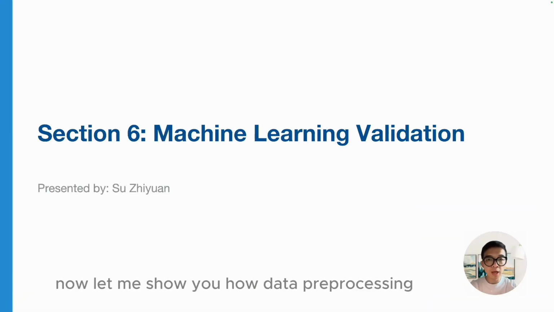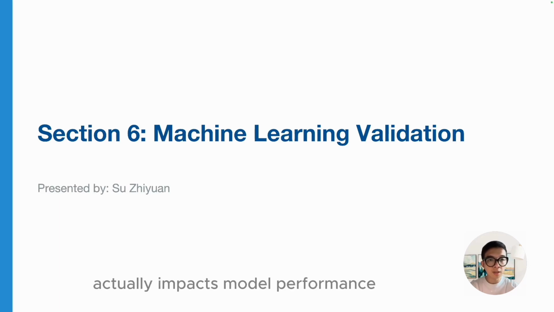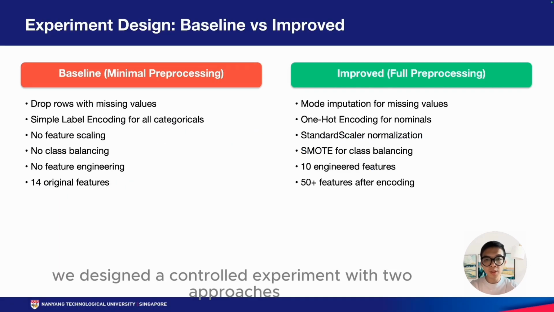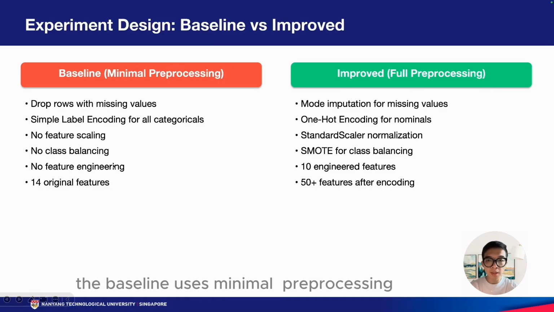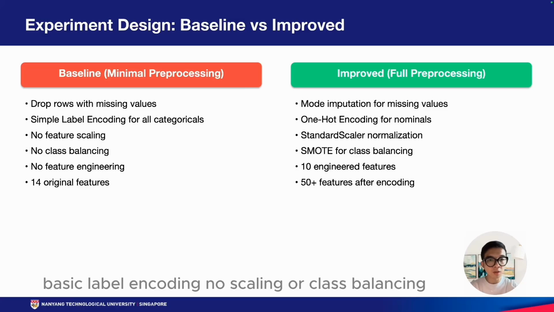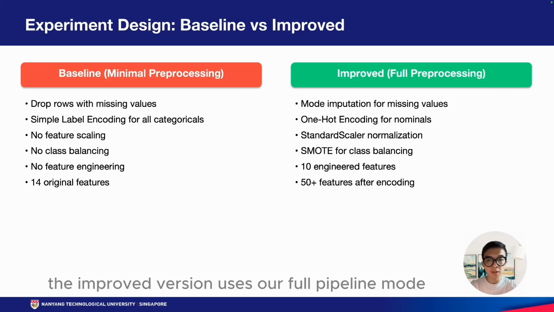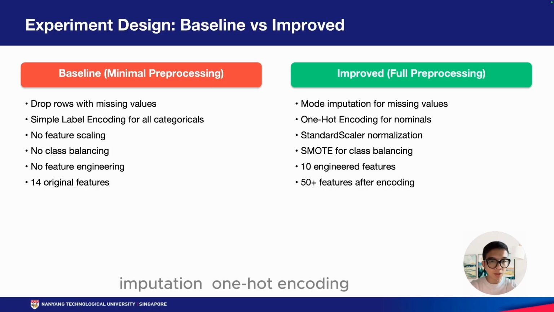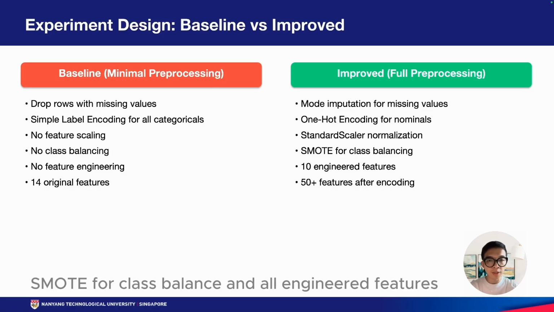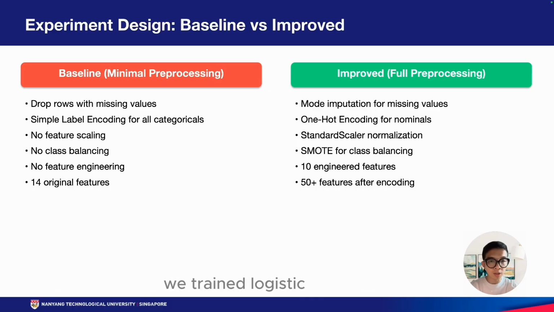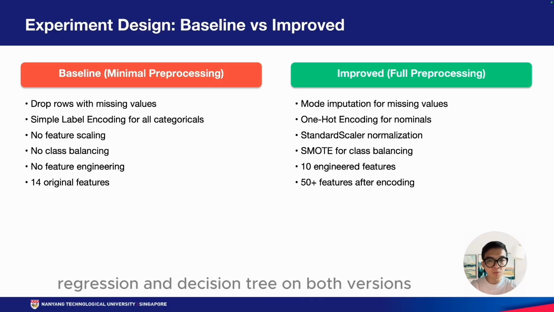Hi, I'm Su Zhiyuan. Now let me show you how data preparation actually impacts model performance. We designed a controlled experiment with two approaches. The baseline uses minimal pre-processing, just dropping missing values, basic label encoding, no scaling or class balancing. The improved version uses our full pipeline: mode imputation, one-hot encoding, standard scaler, SMOTE for class balance, and all engineered features. We trained logistic regression and decision tree on both versions.